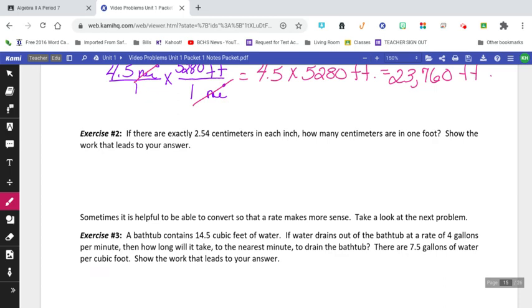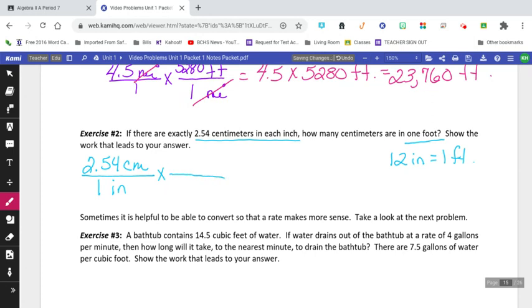Because we're given a conversion that involves centimeters and inches, but we want to know how many are in 1 foot, we could go through the process twice. But what I would recommend here is say, well, how many inches are in a foot? We know there are 12 inches in 1 foot. Okay? So if I have 2.54 centimeters in 1 inch, I want my final answer to be in centimeters. So this time, I'm not trying to get rid of the centimeters, I'm trying to get rid of the inches.